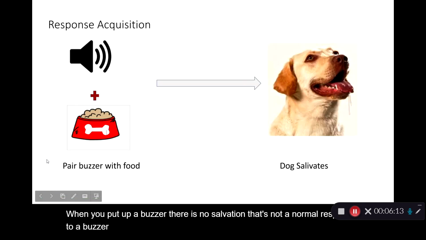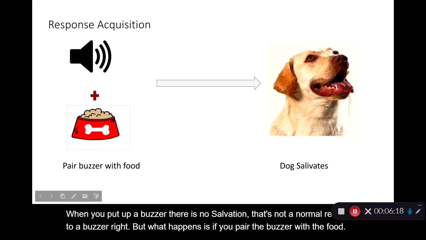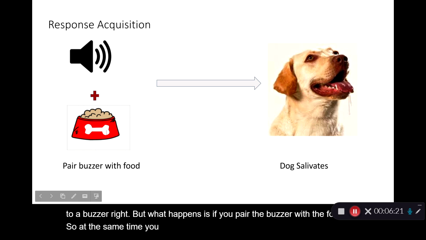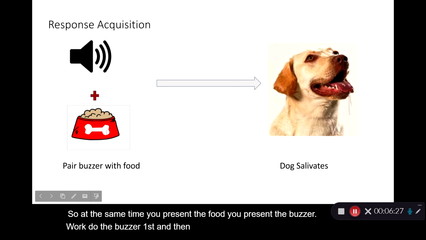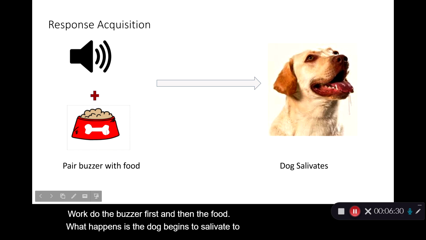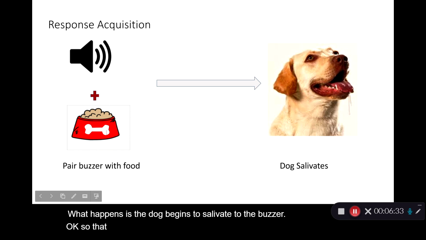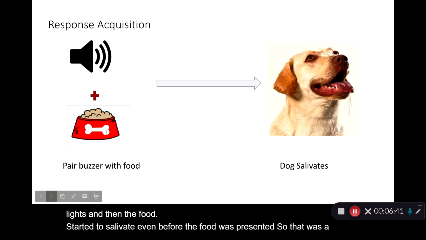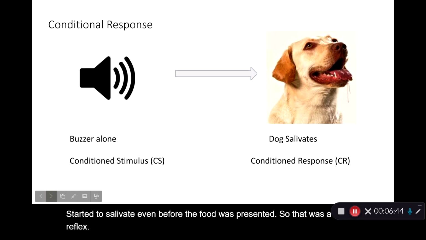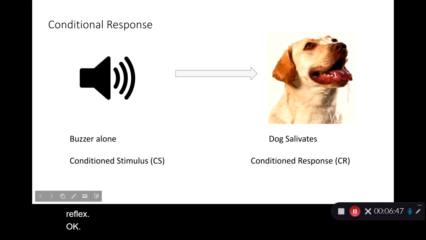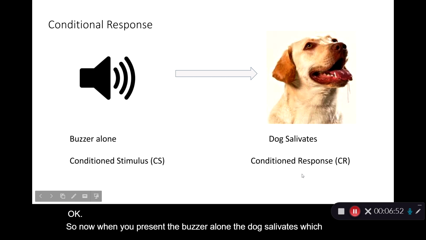But what happens is if you pair the buzzer with the food, so at the same time you present the food, you present the buzzer, or do the buzzer first and then the food, the dog begins to salivate to the buzzer. So that was the same as walking down the hall and turning on the lights, and the dog started to salivate even before the food was presented. So that was a learned reflex.